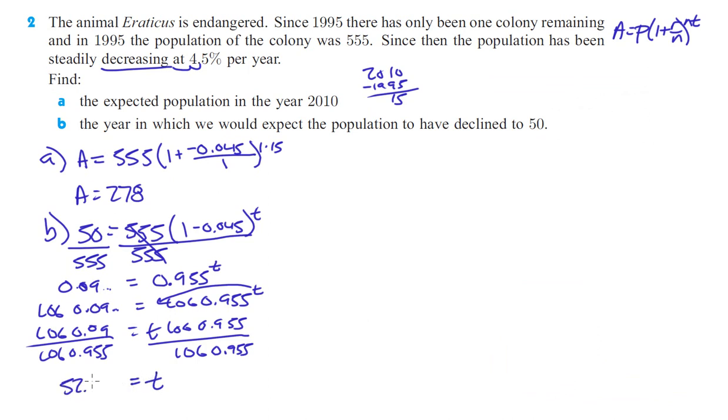Equals 52.27, and that is going to be the years, right? And that's from the original amount, which is 1995. So we got to take 1995 and add 52.27 years to it, right? And that gives us 2047. So it'll happen at some point in 2047. Okay? Okay, moving on to the next one here.